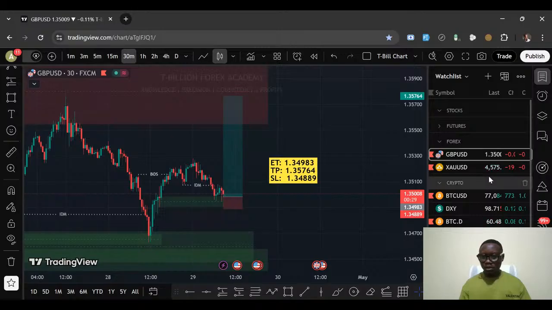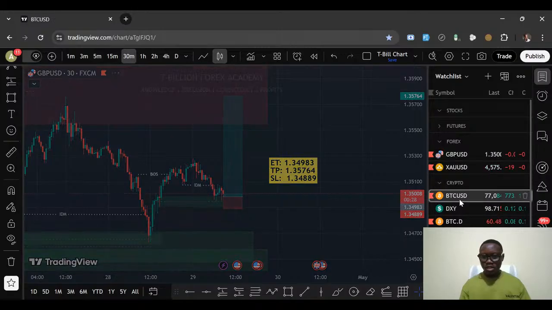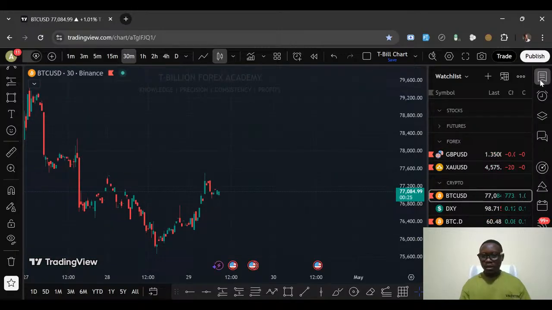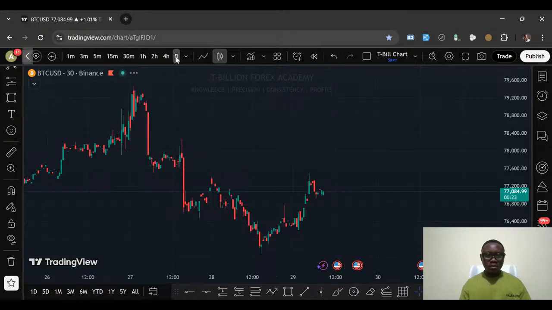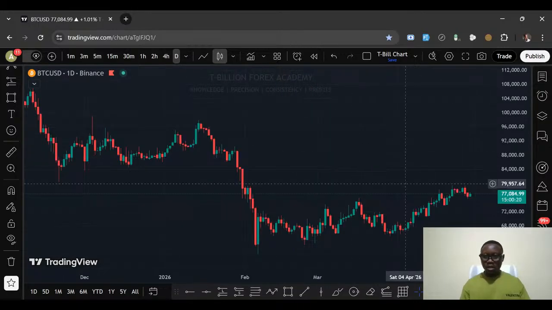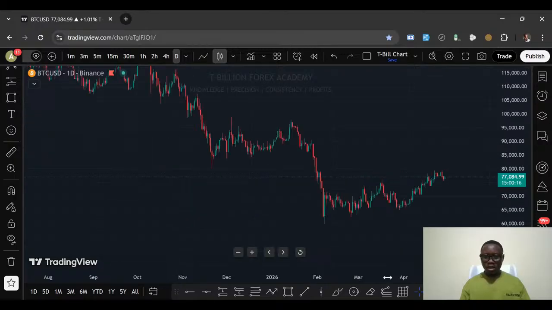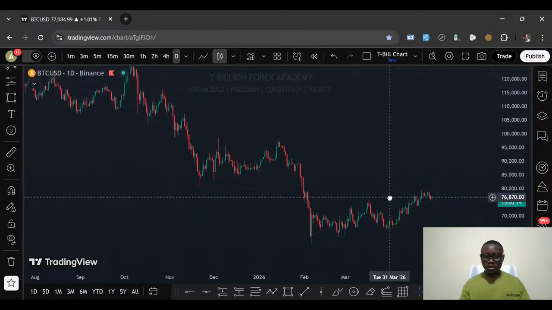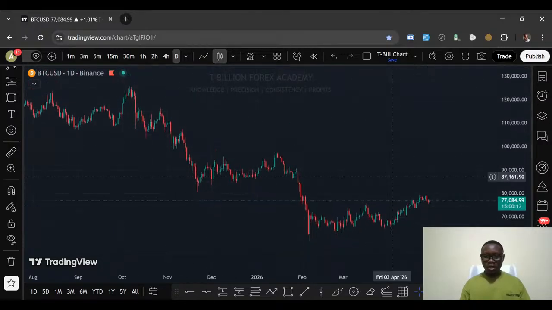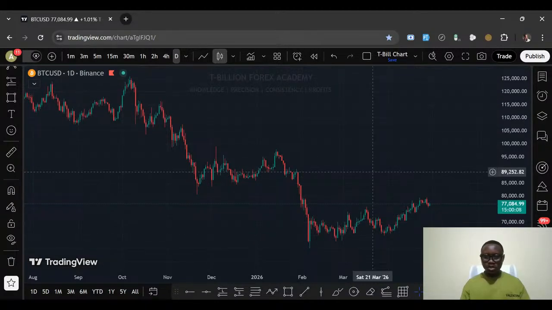Okay, so this is BTC USD. As always, we begin our analysis from the daily time frame. Looking at BTC USD, the market is bearish, but again, BTC is showing a very strong bullish potential. So let's just dive right into it.